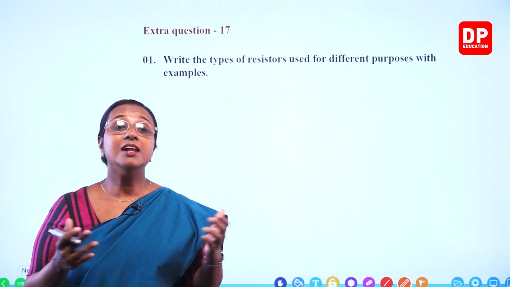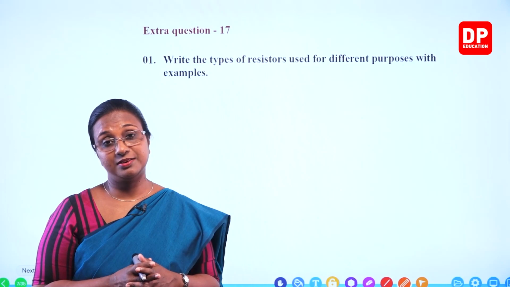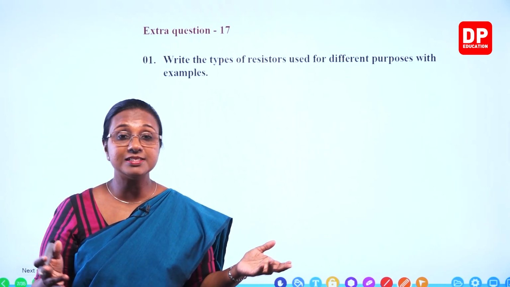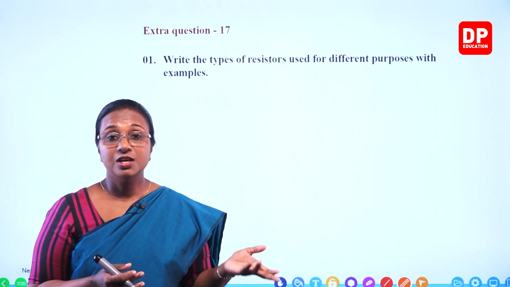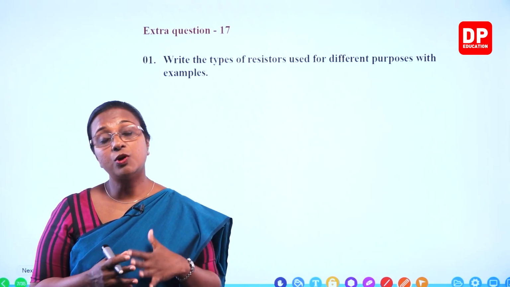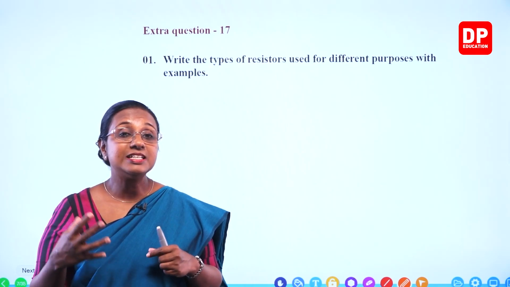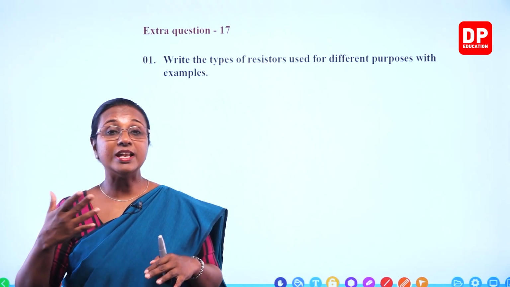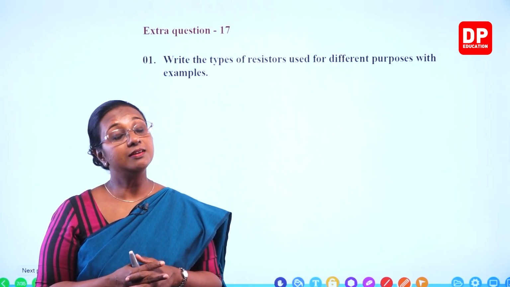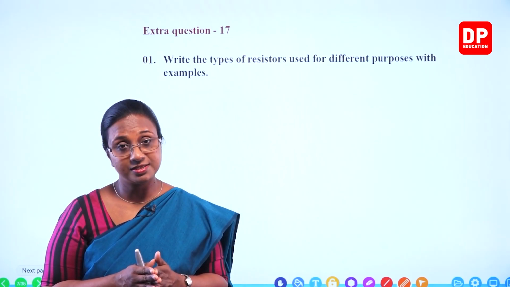Then we have the light dependent resistor. What happens with the light dependent resistor? When the light intensity is low or in the darkness, the resistance is high. When light falls on it, the resistance decreases. So, in instances where the current has to flow when the light intensity is high, we can use that particular resistor. So like that, we can use different types of resistors.